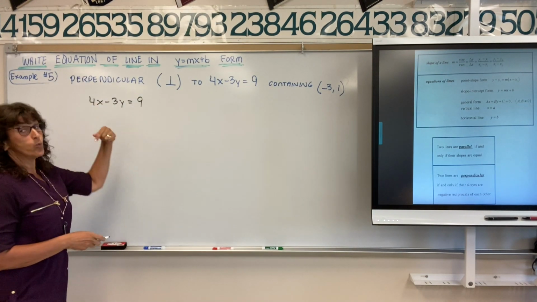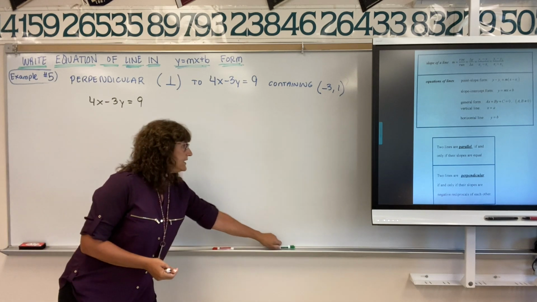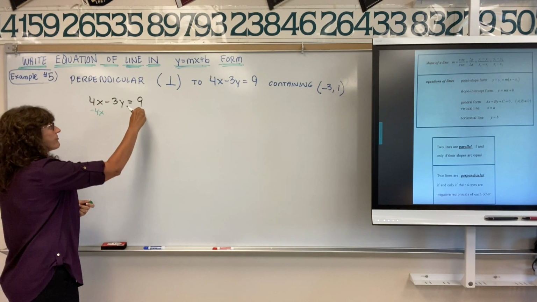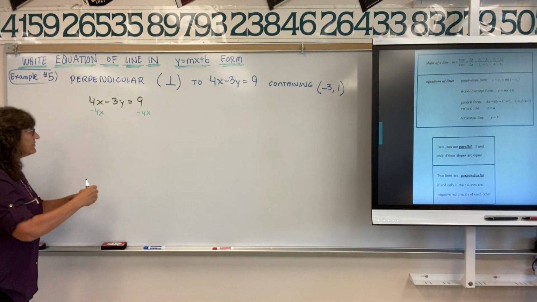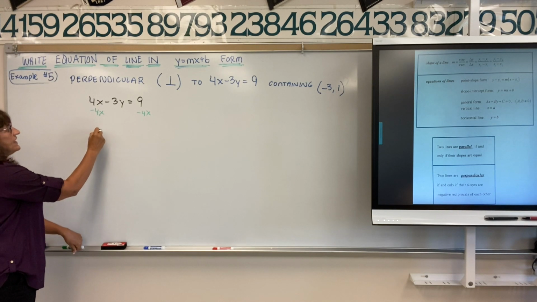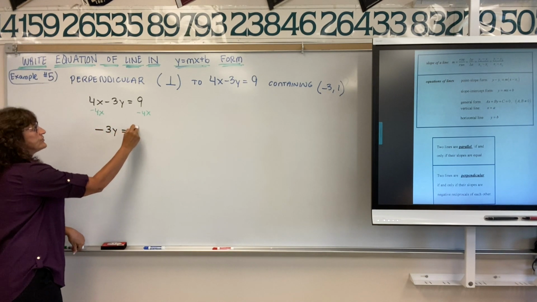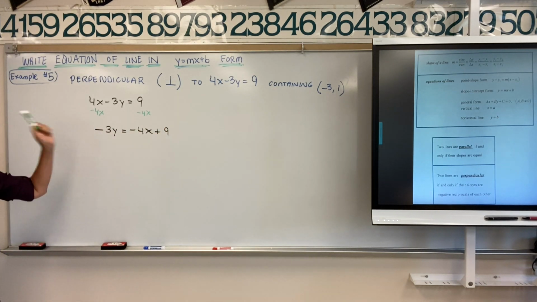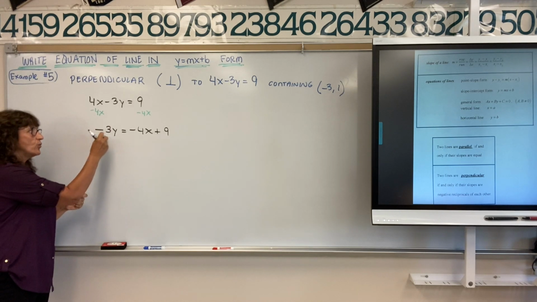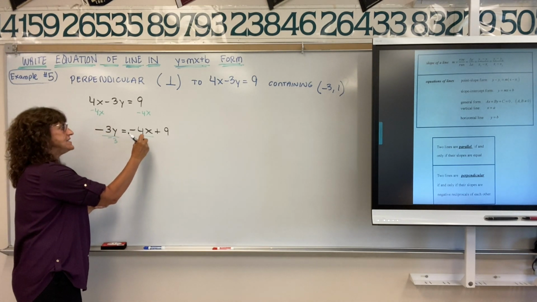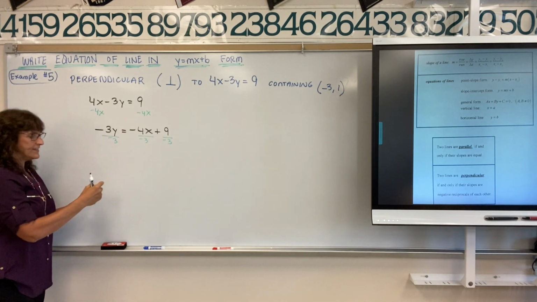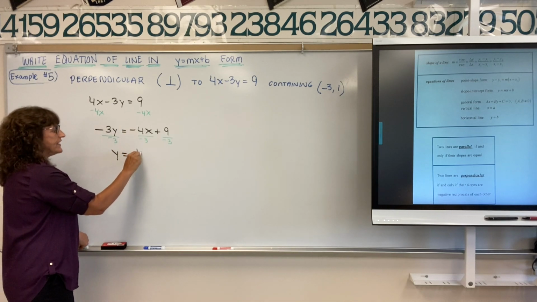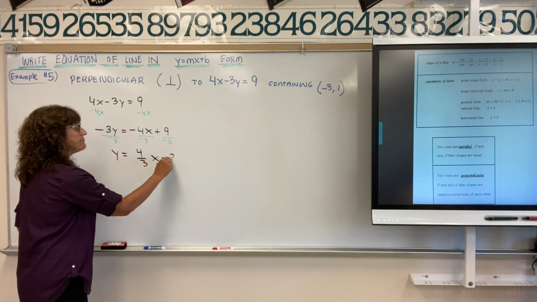All right, so that means we need y equals. So how are we going to get y equals? Well, we have to isolate the y, so let's start by subtracting the 4x from both sides. On the left side, the 4x's cancel, so negative 3y equals negative 4x plus 9. And we want y equals, not negative 3y, so let's divide every single term by the negative 3. So y equals, negative over negative cancels, 4/3 x minus 3.